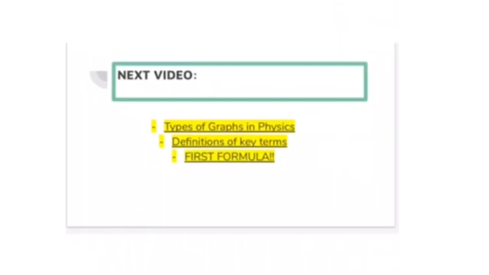All right, we've reached the end of our video. I know today was super simple, but next week I'm super excited because we're going to be discussing types of graphs, definitions of some key terms in this first kinematics unit, and we're going to be using our first formula straight from the reference table. So I really suggest you download it, if you haven't before.